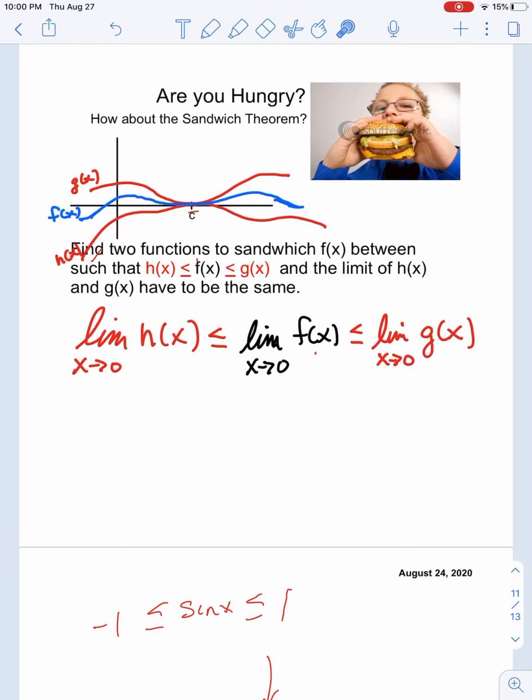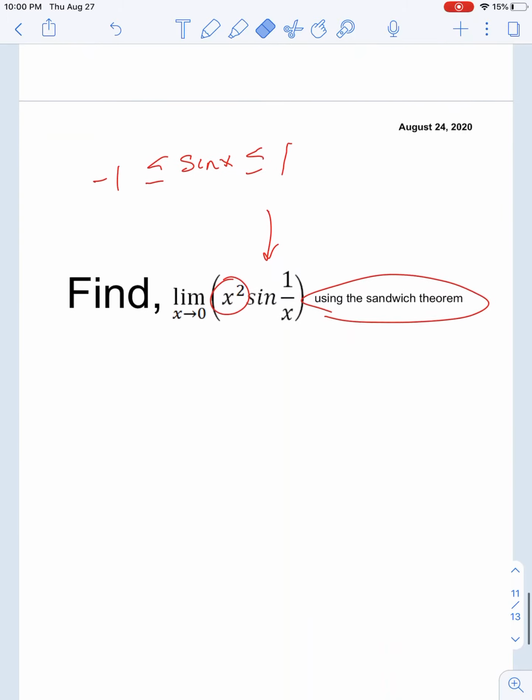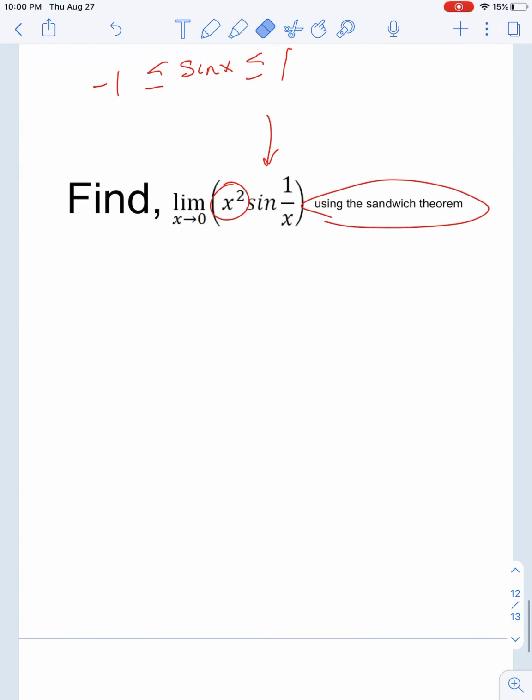And it doesn't just have to be 0. I actually probably should have said as x approaches any value c right here. I should have probably put that. I just put 0 because that's the one we're going to be doing, but it's for any value. So I'm just going to not mess with that right now, but here's a problem that we're going to show as an example.